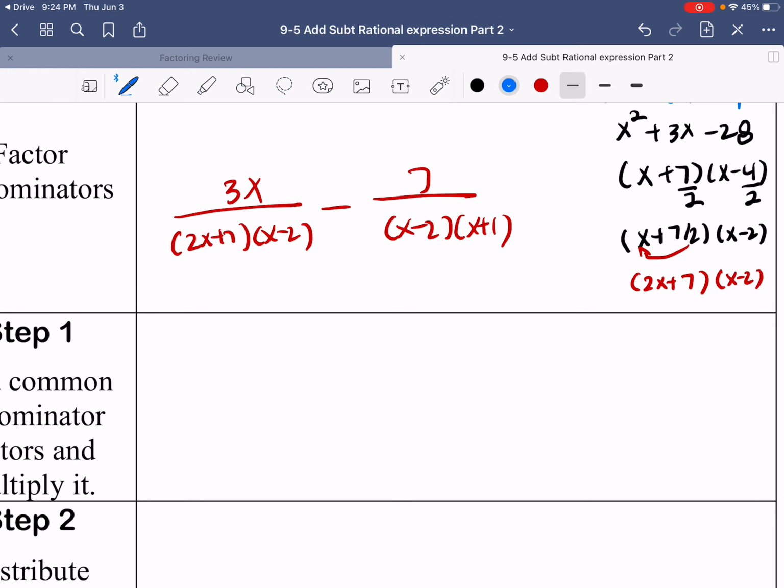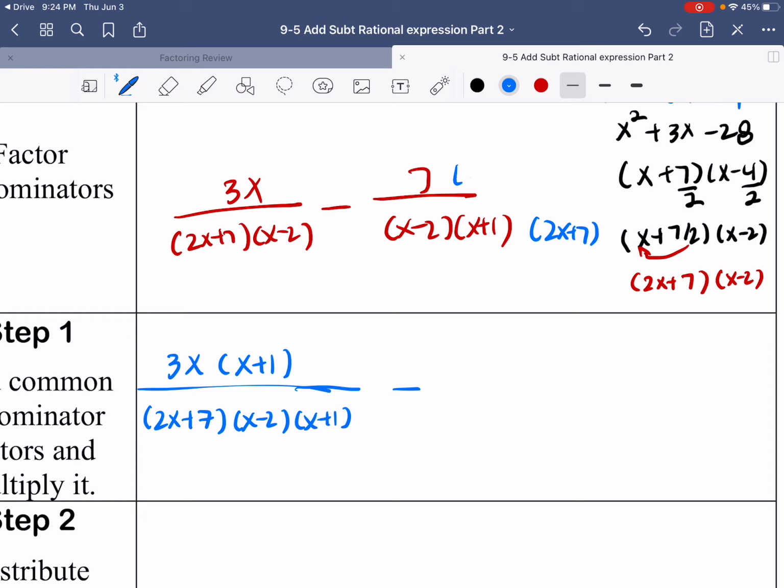What do I have to multiply here? Look at this. We have x minus 2 in common, but this one, I need x plus 1 here. And here I need 2x plus 7 here. So what I'm gonna do is, here I'm gonna multiply by x plus 1. Okay, it's a lot of writing, but I have to do it for you guys because I love you. And here I have to multiply by 2x plus 7, here like that. Okay, so here 2x plus 7 over, let me just write this one down first, like that.